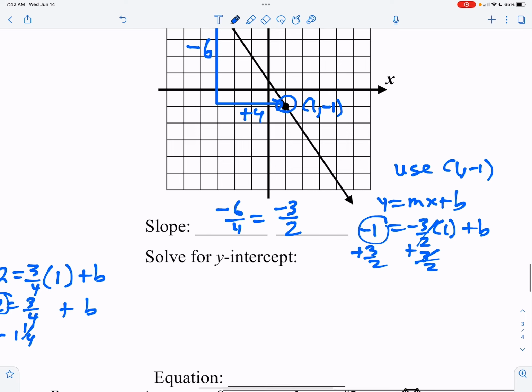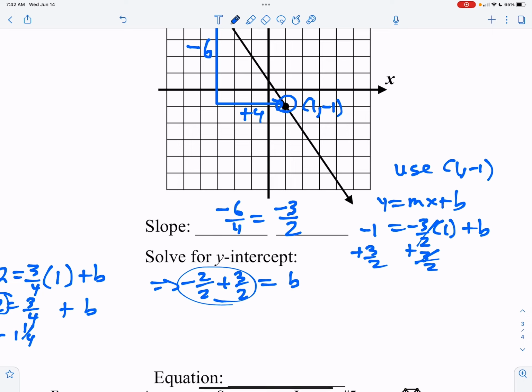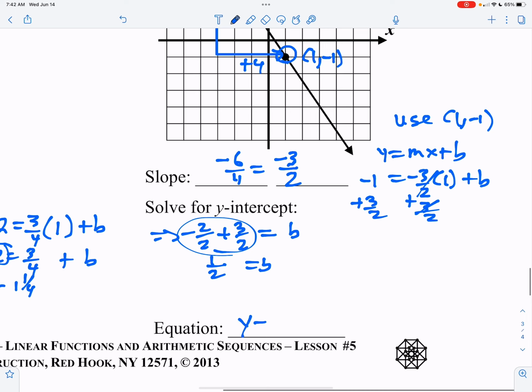Okay, and then I'm going to rewrite this as a fraction with a denominator of 2, so I could actually subtract those. So I get -2/2 plus the 3/2 that I added equals b. Adding those together, b is equal to +1/2. Therefore, y equals -3/2 x plus 1/2.